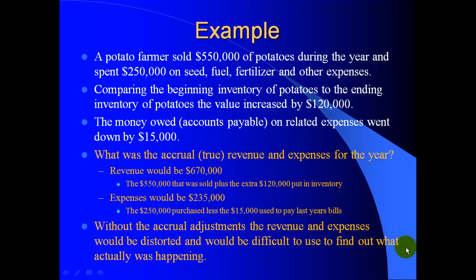Here's the example. A potato farmer sold $550,000 of potatoes during the year and spent $250,000 on seed, fuel, fertilizer and other expenses. During the year, comparing the beginning inventory of potatoes to the ending, he added $120,000 of potatoes to the balance sheet. The money owed, the accounts payable and related expenses, went down by $15,000. So the question is, what's the true revenue and expenses for the year?